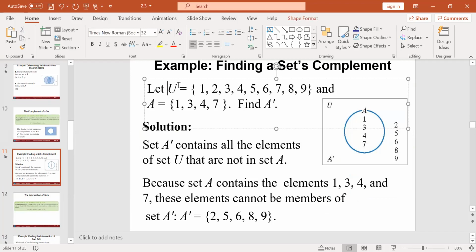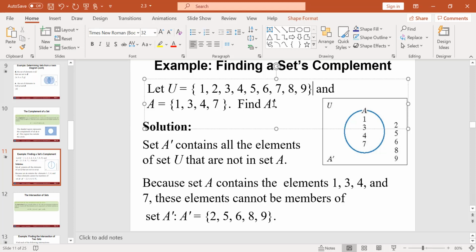Let's say you have your universal set, and it's the first 9 whole numbers, the first 9 natural numbers: 1, 2, 3, 4, 5, 6, 7, 8, 9. So no element can be the number 10 or 11 or 12 because your universal set is honed in on this. Let's say A is the set of numbers 1, 3, 4, 7. Okay, sure, that's fine.